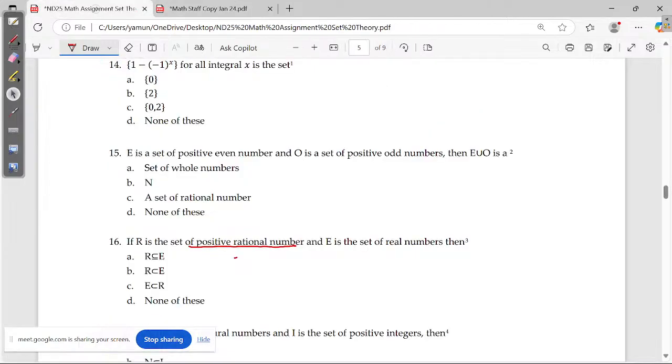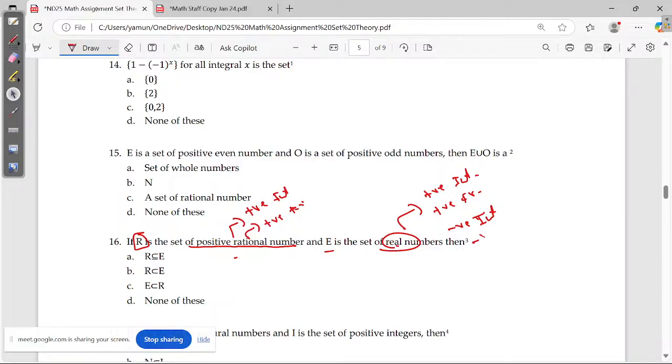So in this angle, now we'll go for R, which has positive rational numbers, which will have positive integer and positive fraction. Hope it is okay till here? Again, when we talk about E, set of real numbers, we'll talk about positive integer, positive fraction, negative integer, negative fraction. And what about zero? Zero is neither positive nor negative. So we will talk about zero also in addition to this.